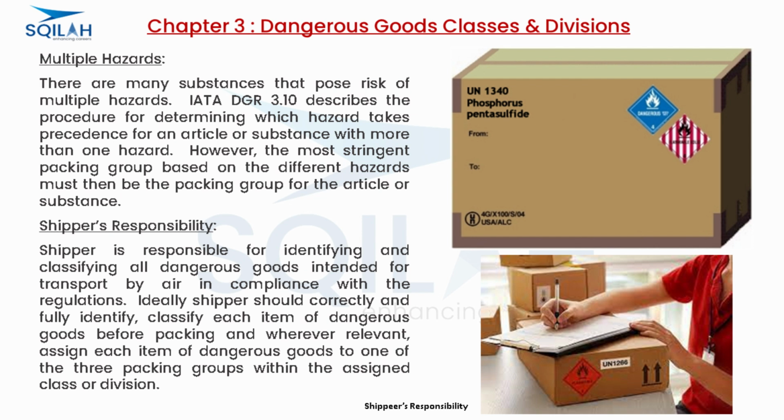Shipper's responsibility. The shipper is responsible for identifying and classifying all dangerous goods intended for transport by air in compliance with the regulations. Ideally, the shipper should correctly and fully identify and classify each item of dangerous goods before packing and, wherever relevant, assign each item of dangerous goods to one of the 3 packing groups within the assigned class or division.